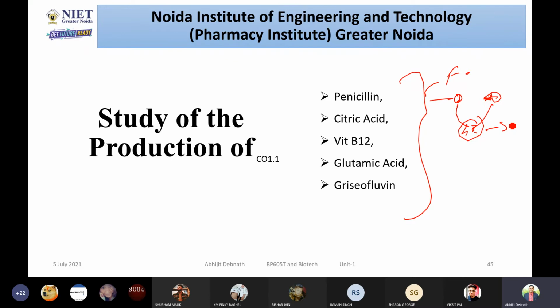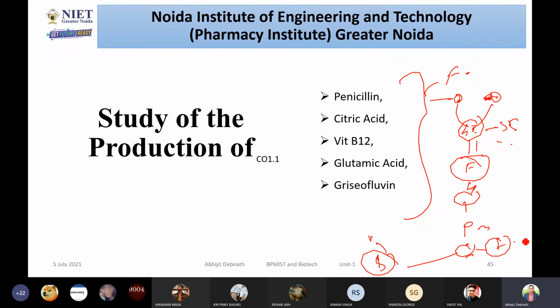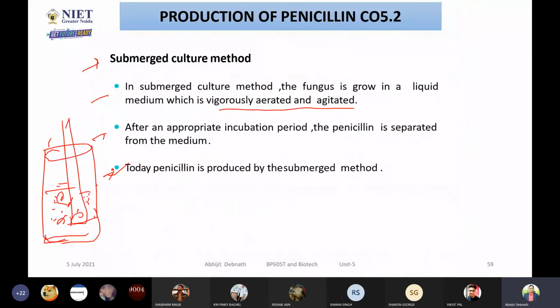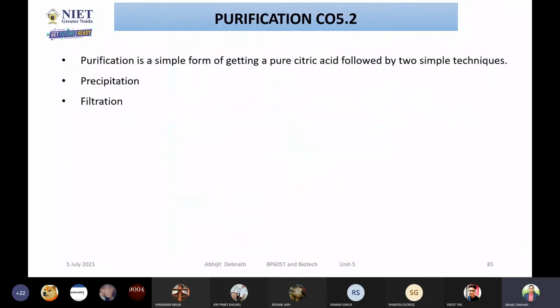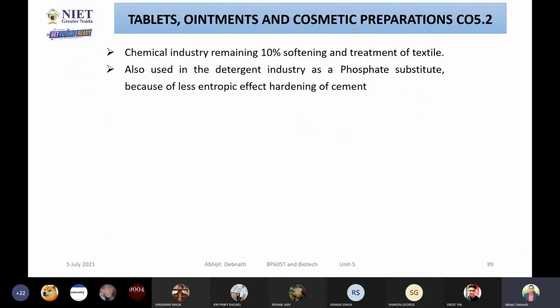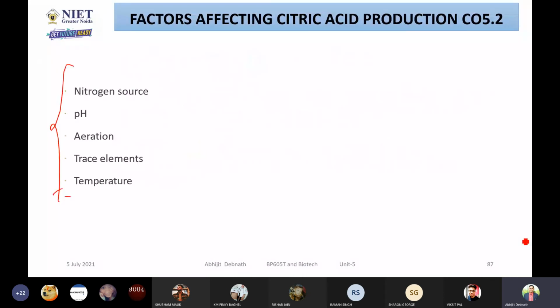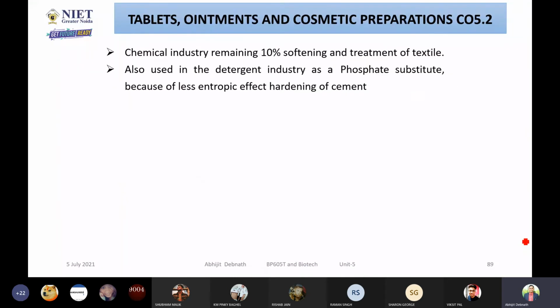You can do either the solid state or submerged method. After that you do filtration, and after that you get your product, and then you can go for the purification, or you can do further processing like converting it into a solid powder form, or a liquid form. So in industry, it is the same process.